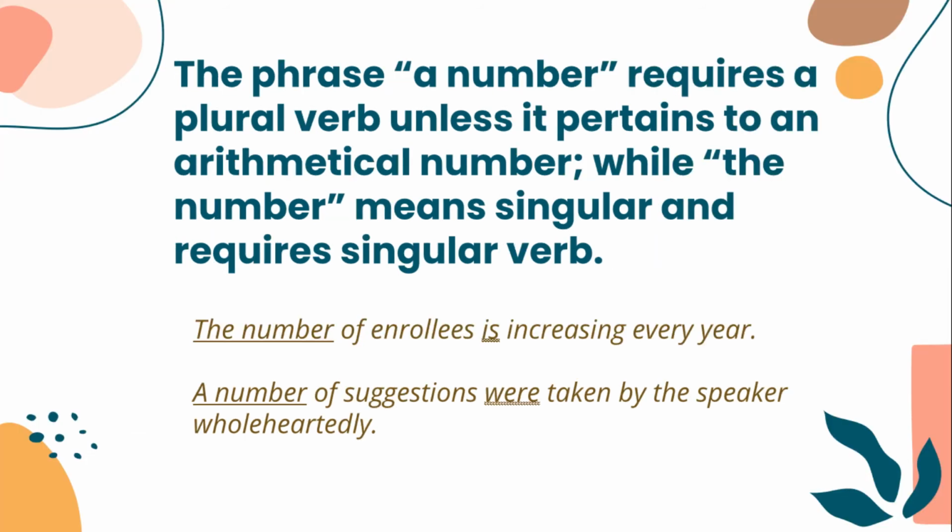The phrase "a number" requires a plural verb unless it pertains to an arithmetical number, while "the number" means singular and requires a singular verb. Examples: the number of enrollees is increasing every year. A number of suggestions were taken by the speaker wholeheartedly.